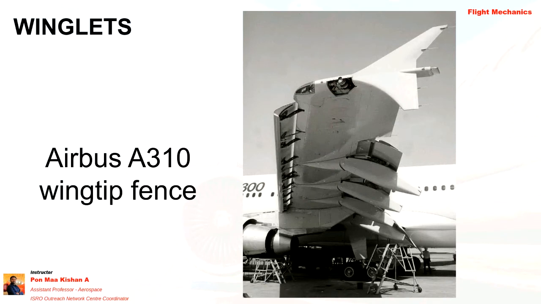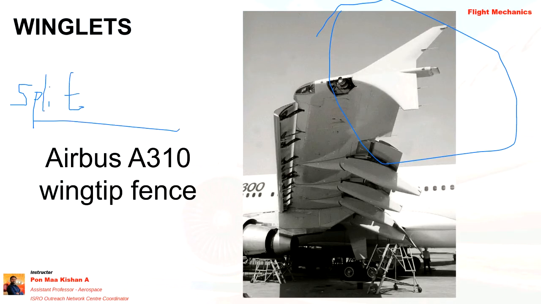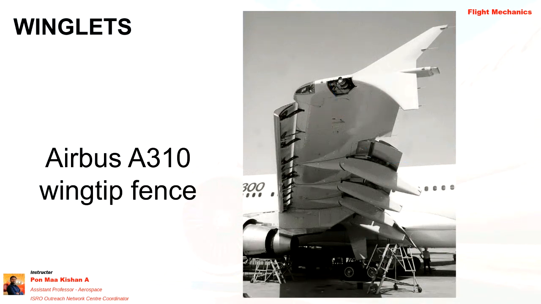So wingtip fences. You can see the difference between other wingtip devices and this wingtip, right? This wingtip is placed in the lower part of the wing as well as in the upper part of the wing. Sometimes it will be called a split winglet. Otherwise, they are naming this a wingtip fence. So split wingtip is there and wingtip fence is there.